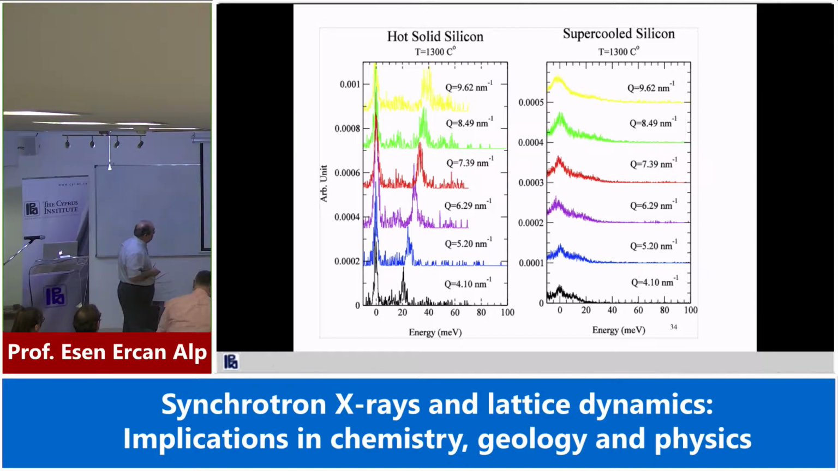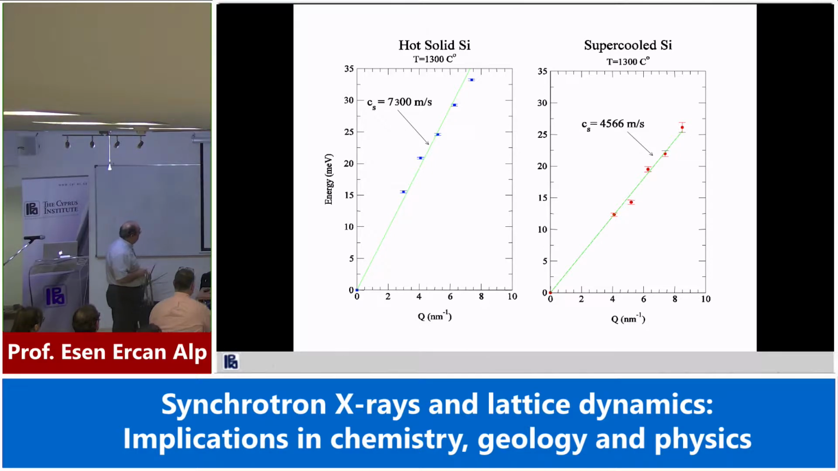So if you go to supercooled liquid, still there are some collective excitations which we can measure as a function of momentum transfer. And then the sound velocity peaks appear here. So if I look at the sound velocity of the hot solid silicon, that's 7.3 kilometers per second. Supercooled silicon is 4.5 kilometers per second.